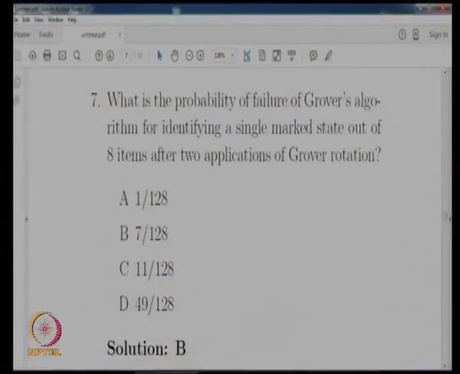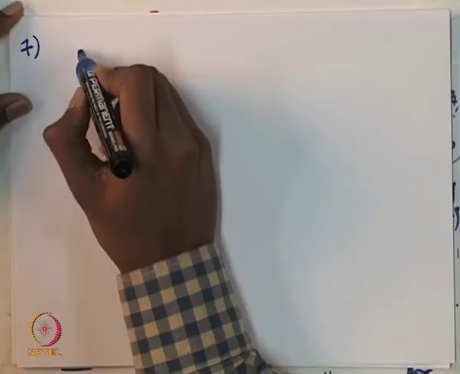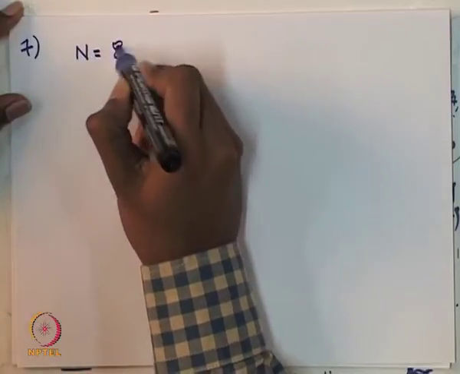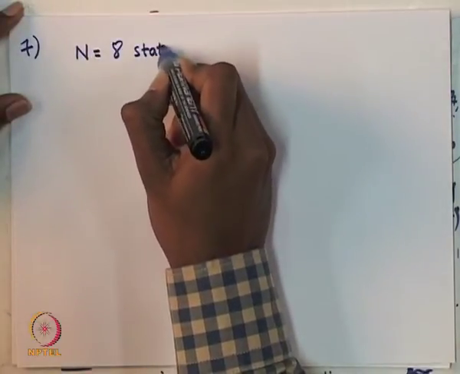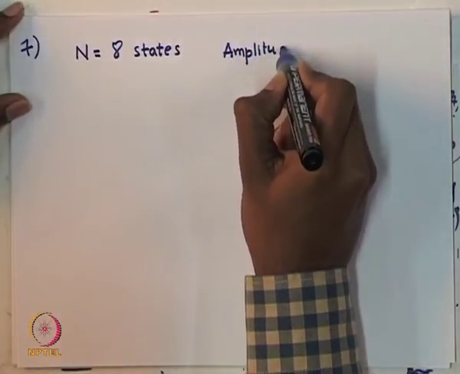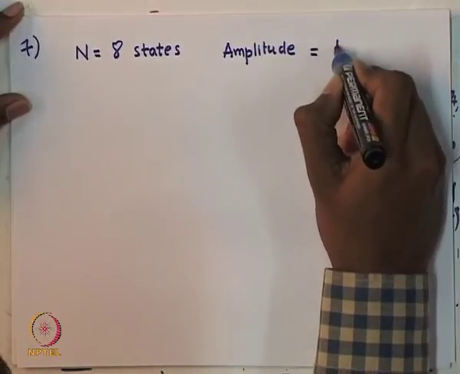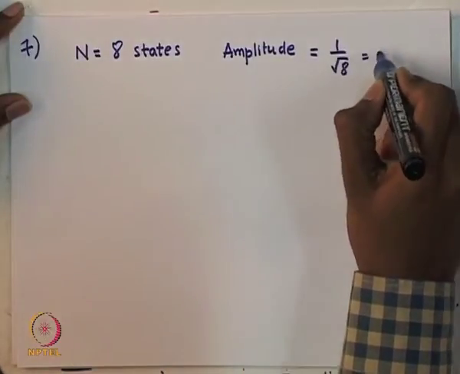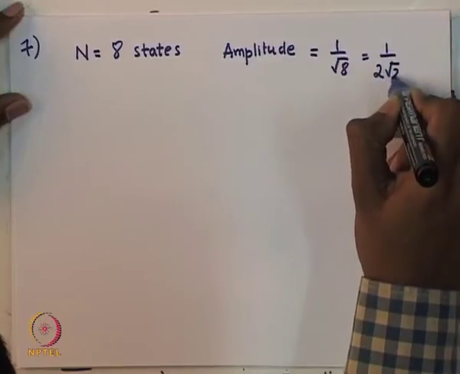Let us look at question 7. In question 7, we are given 8 different items and we need to find a marked state after 2 applications of Grover rotation. Now we need to find the probability of failure. As we have 8 states, the amplitude of each state initially would be 1 by square root 8, that is 1 by 2 root 2.